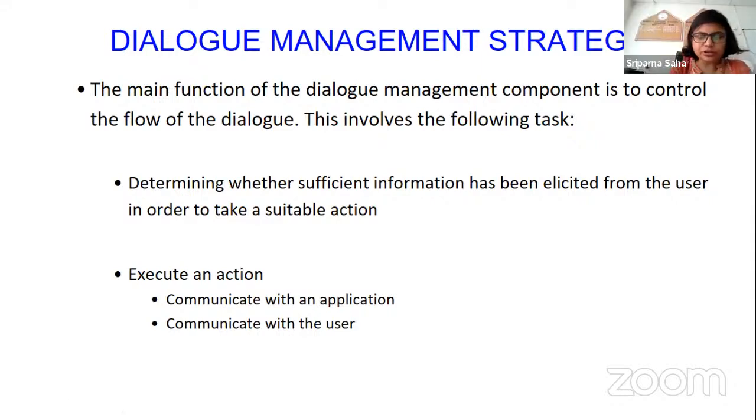So suppose the user wants to book a flight ticket. Then the first task of the conversational agent is to gather all the relevant information from the user, like the source city, destination city, class, date, time. All that information has to be collected from the user's utterance. So the main function of the dialogue management component is to control the flow of the dialogue, and this involves the following task: determining whether sufficient information has been elicited from the user in order to take a suitable action.